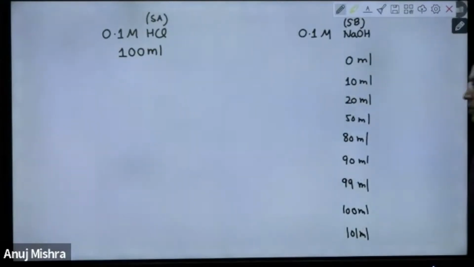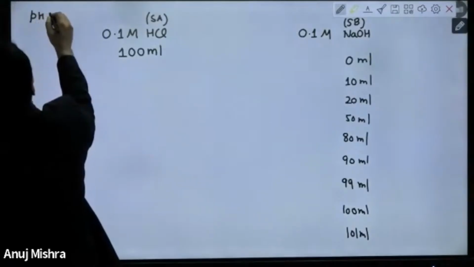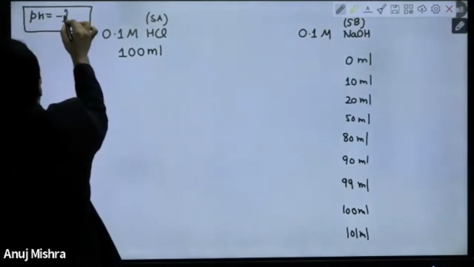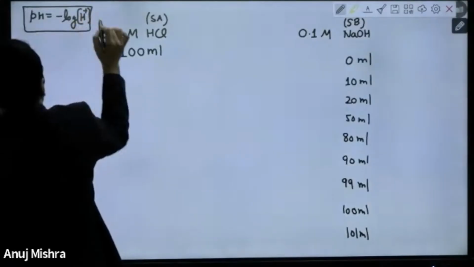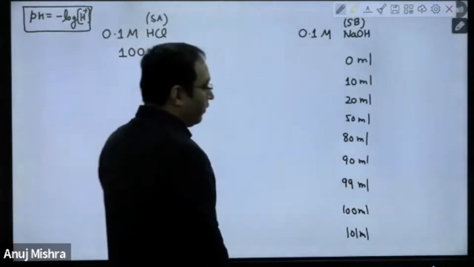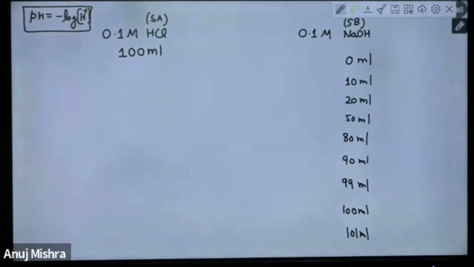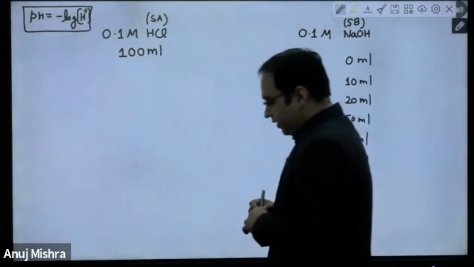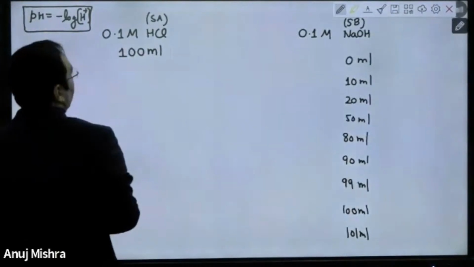So what is pH? pH value is defined as, Shravi, what is pH? Minus of log of H plus. A simple formula. Write it down: minus of log of H plus is pH. Try to understand and catch up, right? So if you have 0 ml of NaOH, what do we have? We have just 0.1 molar HCl, and 0 ml of NaOH.